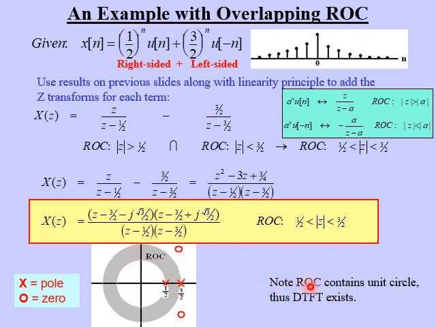Also, note that the region of convergence does contain the unit circle, because the unit circle, where the radius is 1, is right inside of this region of convergence. Therefore, we can conclude that the discrete time Fourier transform does exist for this particular sequence.